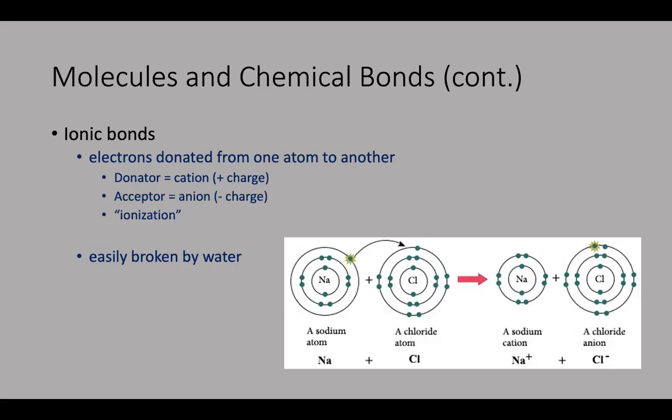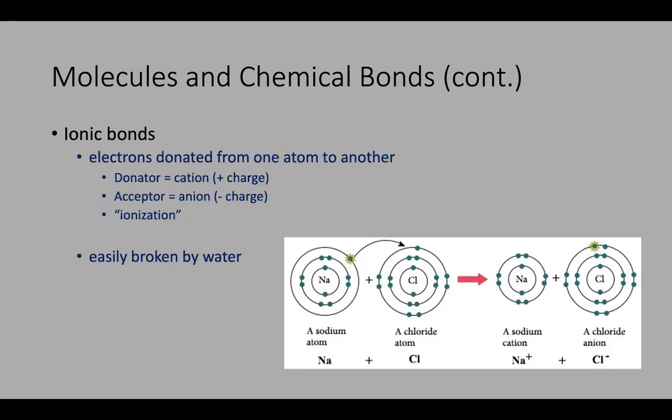When one electron is donated from one atom to another, those atoms are considered ionized. So I have that term here. Ionization is the creation of ions, basically, and ions are charged atoms. In any ionic bond, you have one positively charged atom and one negatively charged atom.